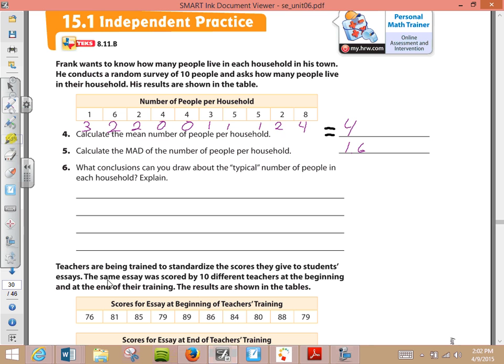So notice how I told you that if the numbers go above 1, meaning it's more than 1, they're going to be varied, right? These numbers vary pretty far from 4. You have a 1 over there, you have an 8 over there, which are like opposites. So that creates the variation. So what conclusions can you draw about the typical number of people in each household? What would it be? 4? 4 is basically the mean, the average.